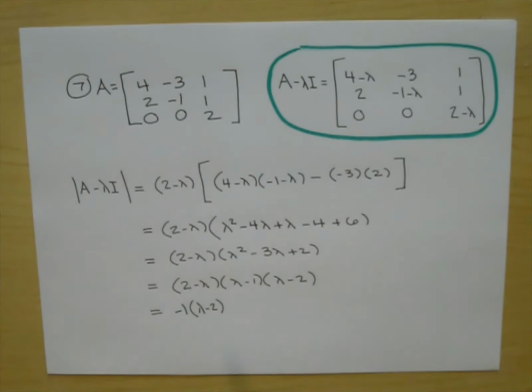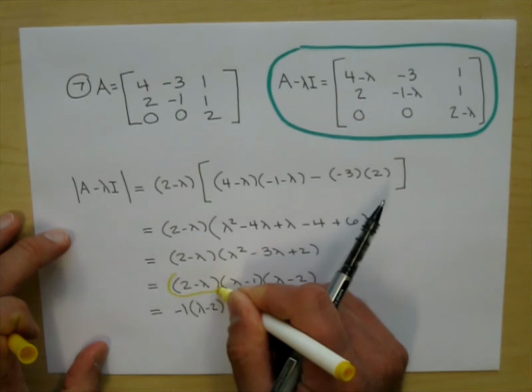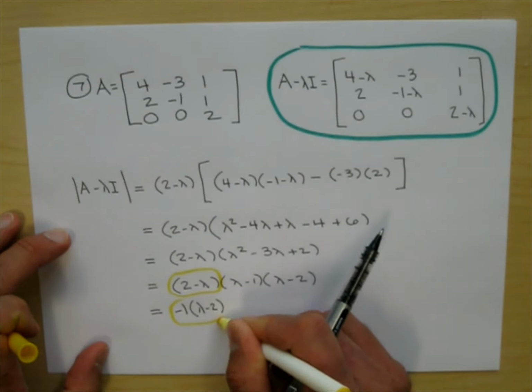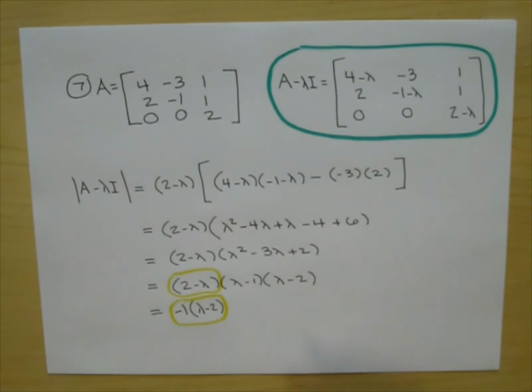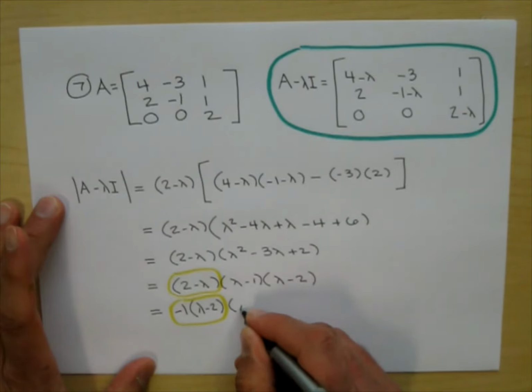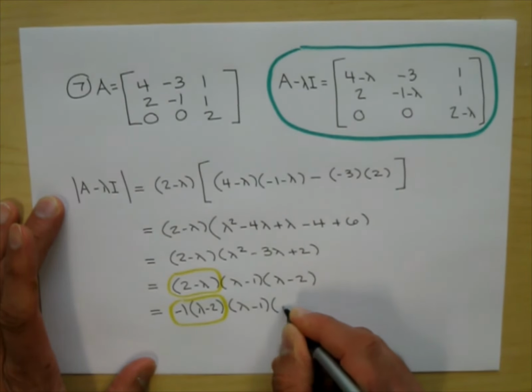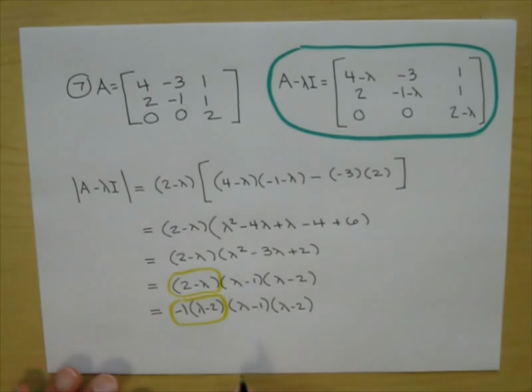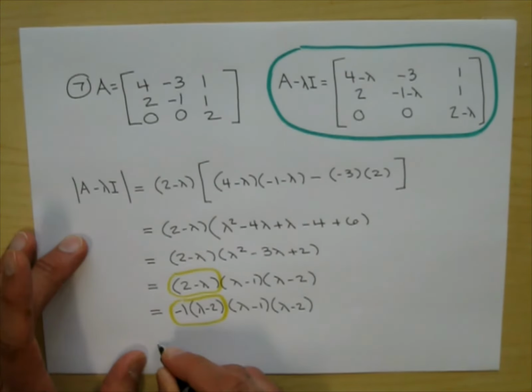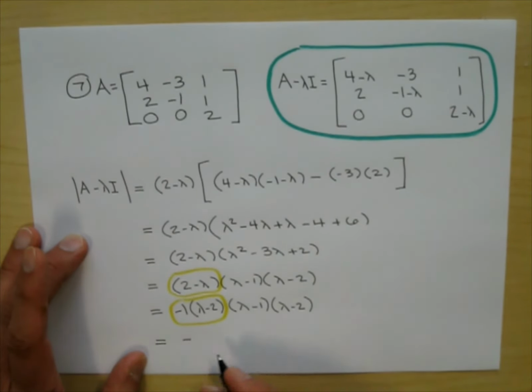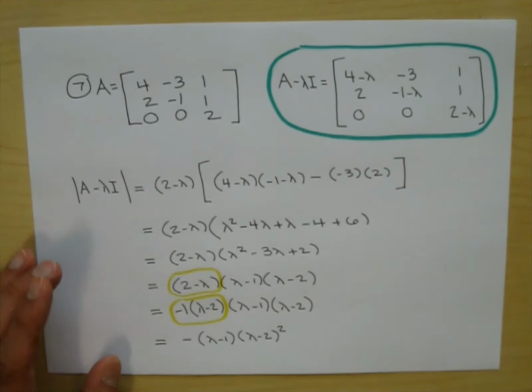Let me use a color to illustrate that. So this thing became this. I did that for a reason, and maybe you already know the reason. I did that because I see a lambda minus 2 over there, so I can write this really nice. And so this is going to be negative, and then I have lambda minus 1. And then over here is lambda minus 2 squared.